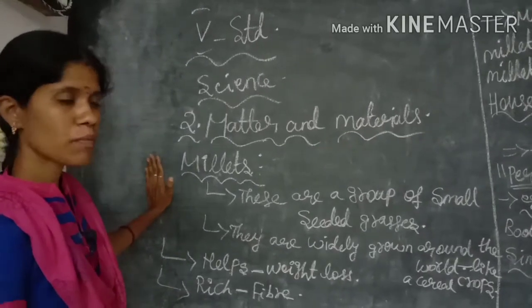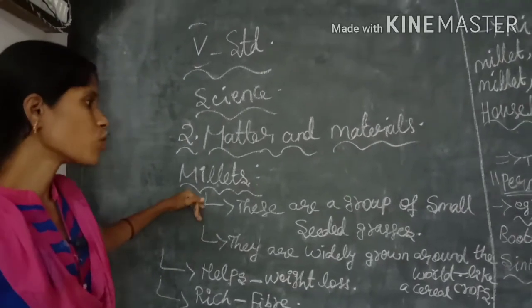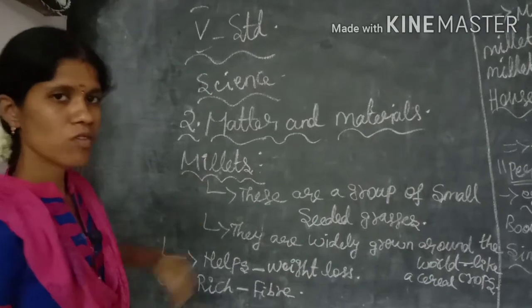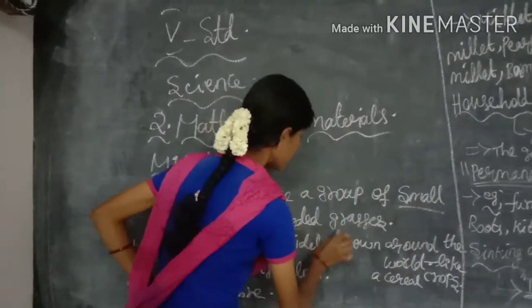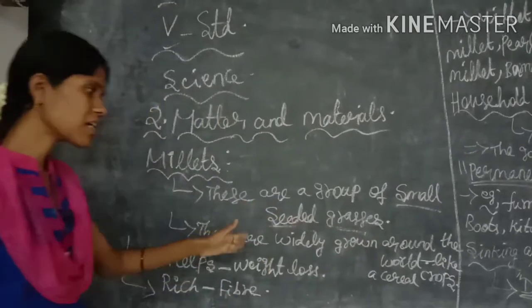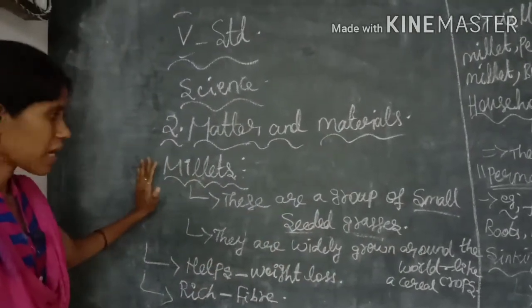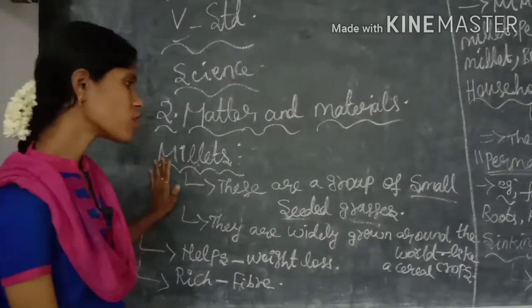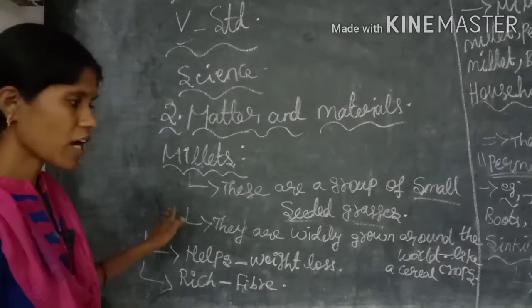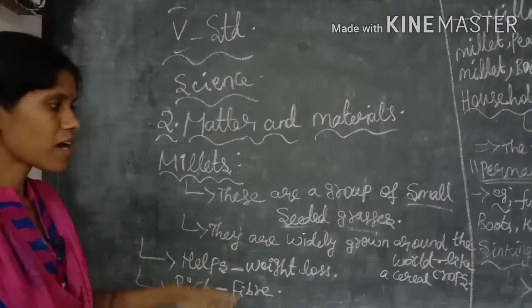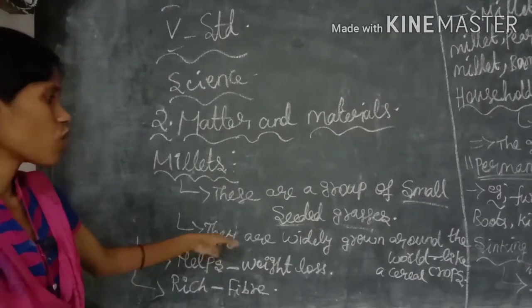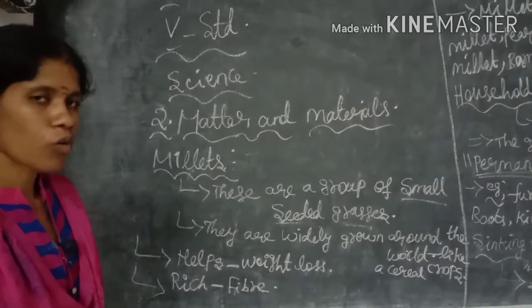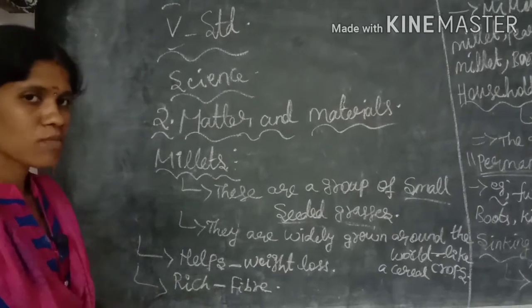What is meant by millet? These are a group of small seeded grasses. A group of small seeded grasses is nothing but the millets. They are widely grown around the world, like cereal crops. All over the world they have been grown.